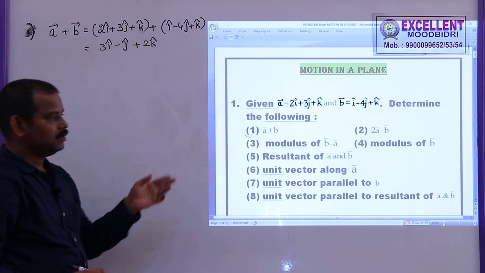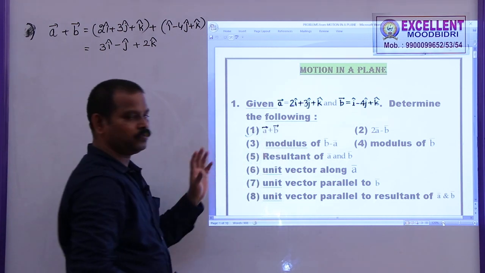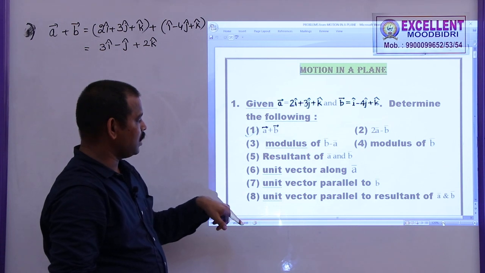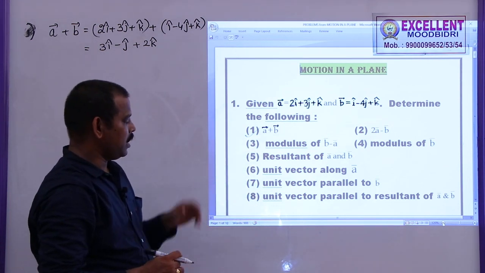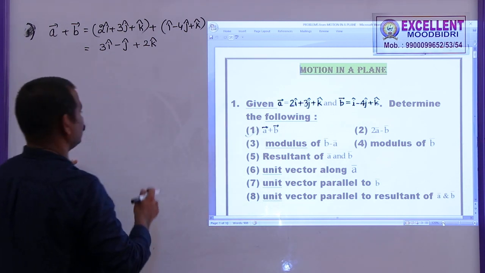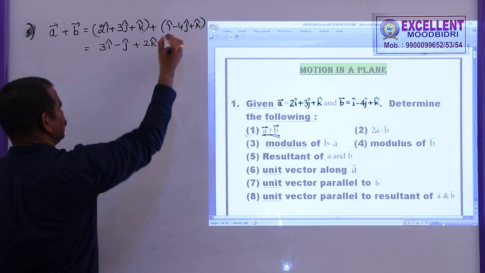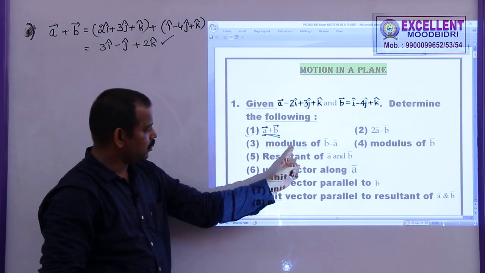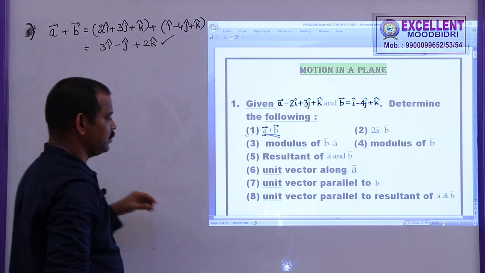Remember students, if they ask you to determine A bar plus B bar, you have to find only A bar plus B bar. Suppose they ask you to find out the modulus of A bar and B bar, or magnitude of A bar and B bar, then you have to find the magnitude. So for determine A bar plus B bar, this will be the answer. Suppose in the same problem here we have modulus of B bar minus A bar, meaning magnitude, that we will find later.